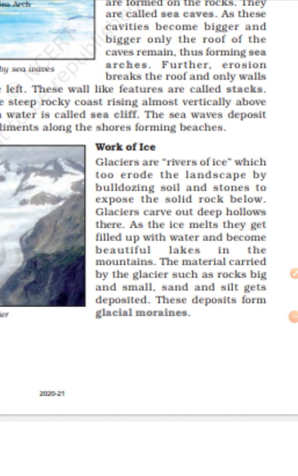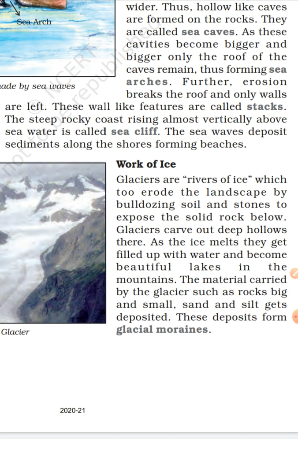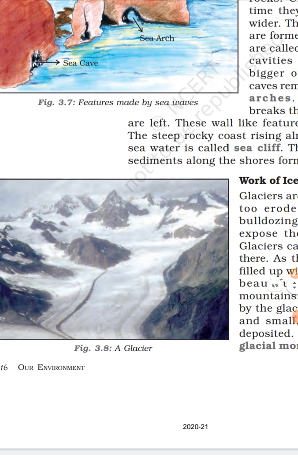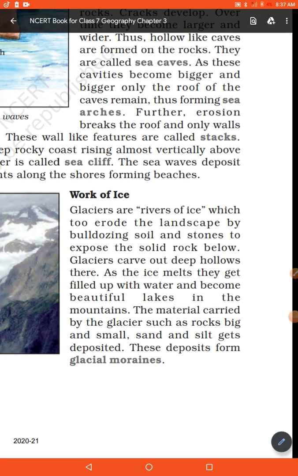Work of ice. Glaciers are rivers of ice which erode the landscape by bulldozing soil and stone to expose the solid rock below. This is a glacier, right? Glacier means river of ice. Glaciers carve out deep hollows. As the ice melts, they get filled up with water and become a beautiful lake in the mountains. For example, Lake Leh, Ladakh. Okay, and there are so many beautiful lakes. The material carried by the glacier, such as rock, big and small, sand and silt, gets deposited. This deposit from a glacier is called moraines.